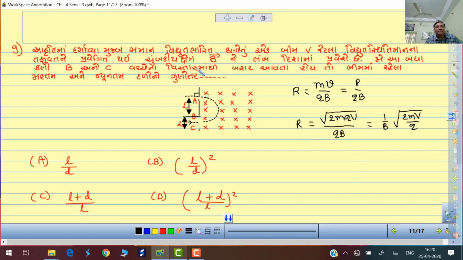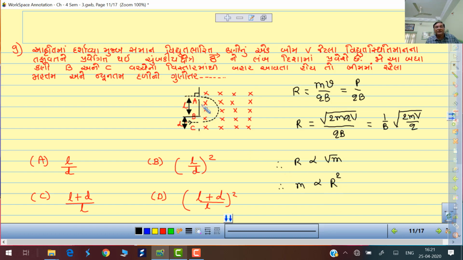So if the charged particles are identical, q is constant, voltage is also constant and b is also constant. તો આપણે એમ કહી શકીએ કે r is proportional to root m and therefore m is proportional to r square. So આના પરથી આપણને આઈડિયા આવી ગયો, m is proportional to r square.